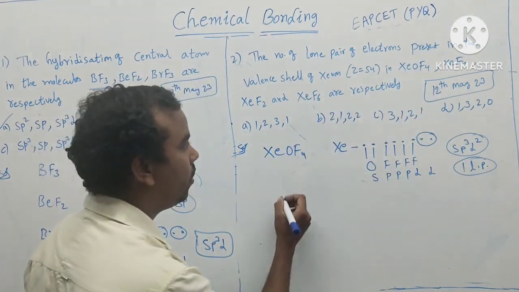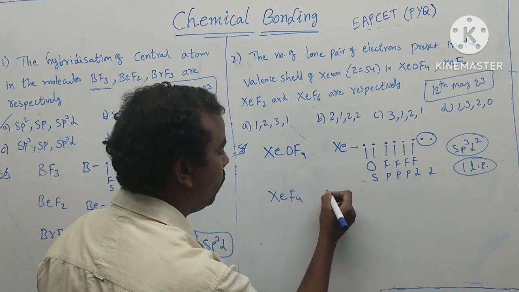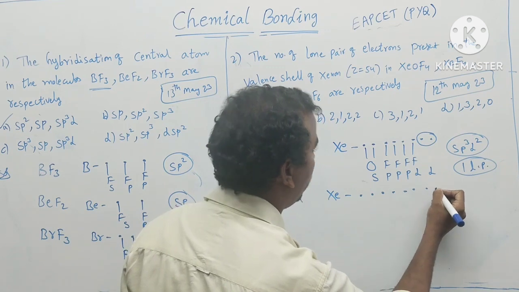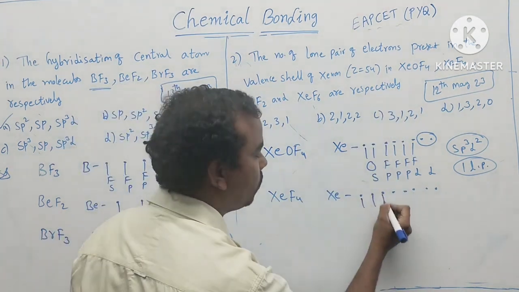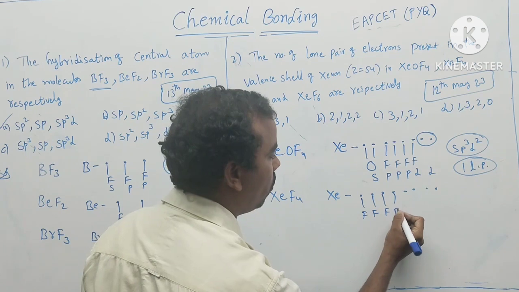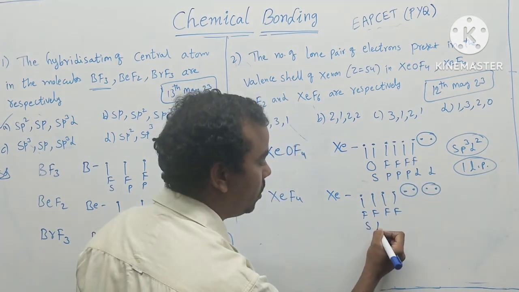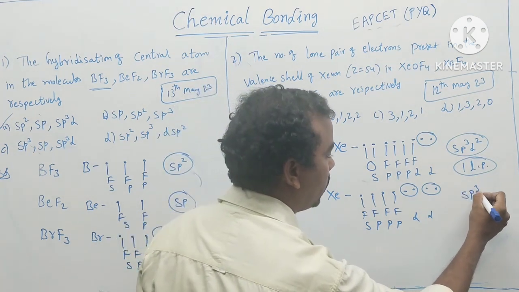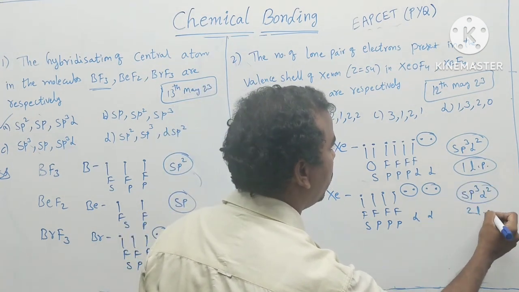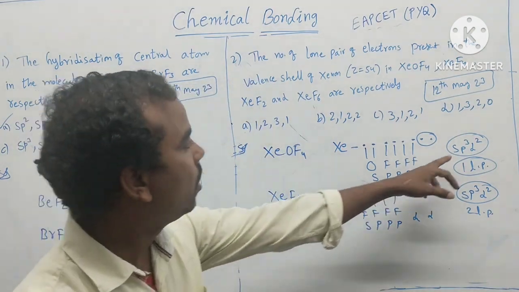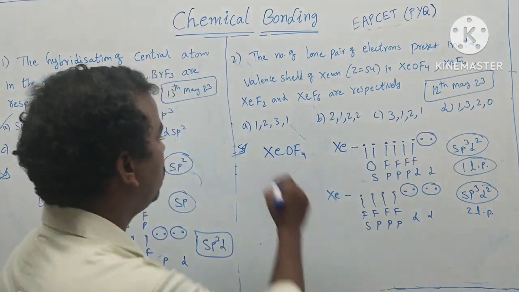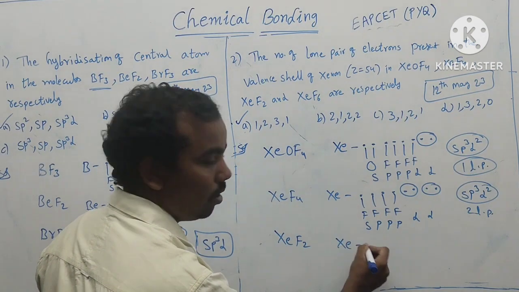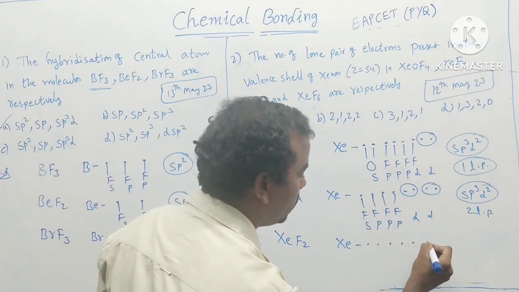Next, XeF4. The central atom xenon has 8 valence electrons. 4 fluorine atoms form 4 bonds, so the remaining is 2 lone pairs. The hybridization is sp3d2 with 2 lone pairs. So the answer is 1, 2, so answer A.